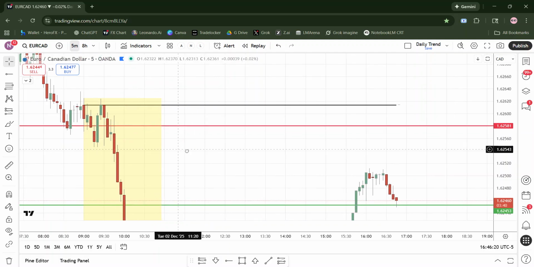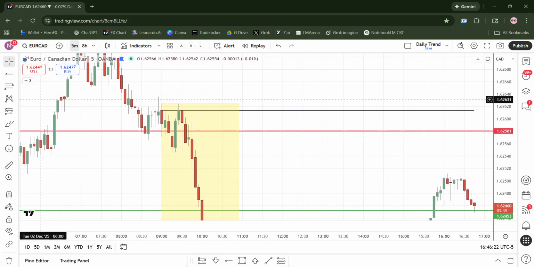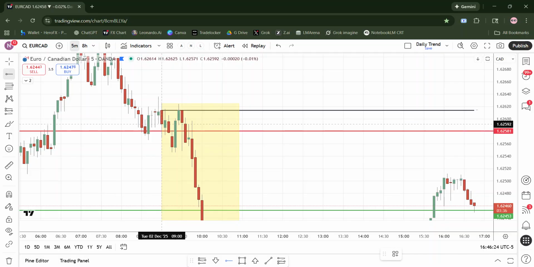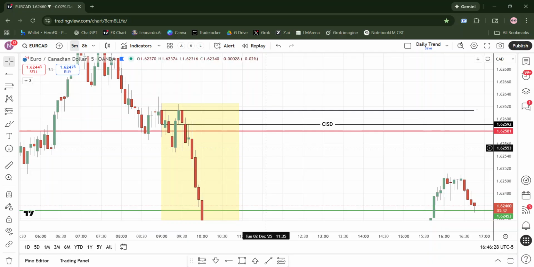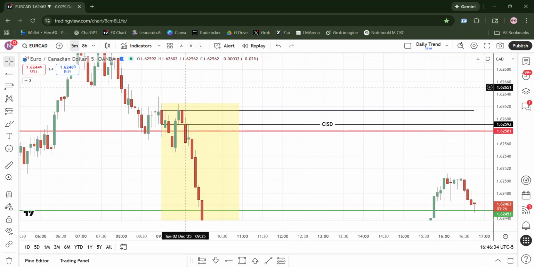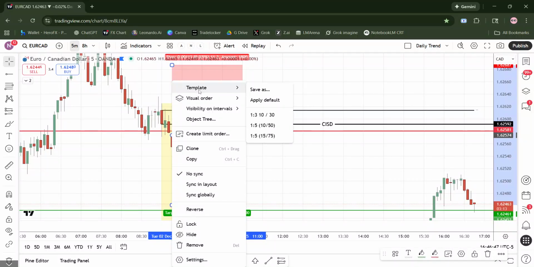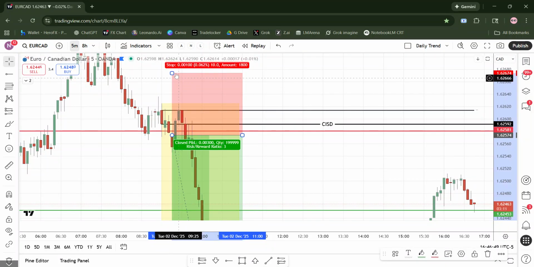Let's see, change in state of delivery was right here. And if you don't know what I mean when I say change in state of delivery, you need to look at the entry model video on this channel. That'll explain all that. So change in state of delivery occurred on this candle here at 9:15, the open of that one. So you could have entered right there on that candle open, and just had a stop loss above the high.